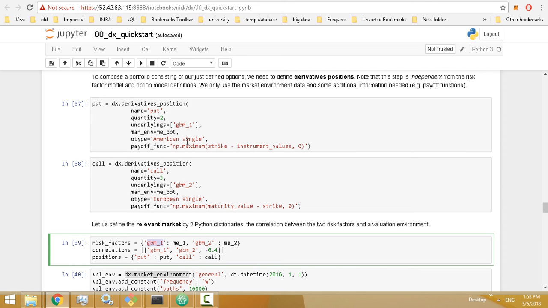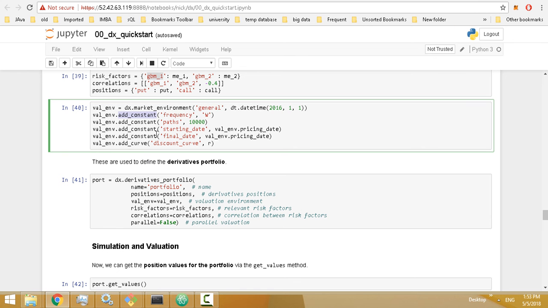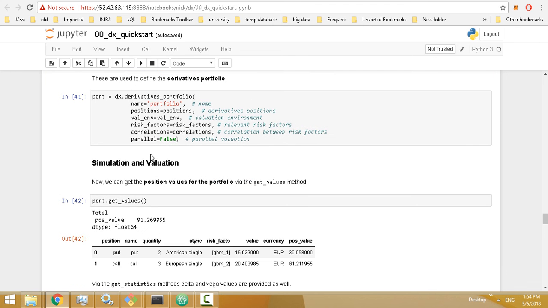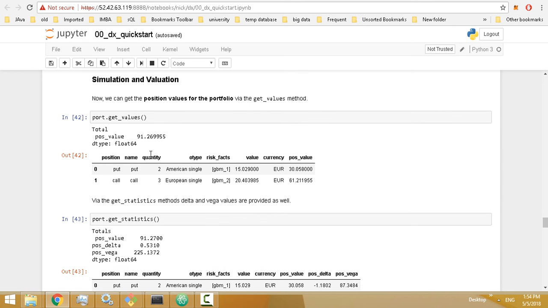If you remember, the put and call here is the put and call for the same underlying. We did not change the underlying yet, so be reminded. And then we created this valuation underscore environment, and then we ran it here in the derivative underscore portfolio, and using that we created a portfolio so that we can get the values of what exists inside the portfolio. Then we have the option type, risk factors, value, currency, and position value for that one, and the position and the name of the position, and we got the position value and the value.